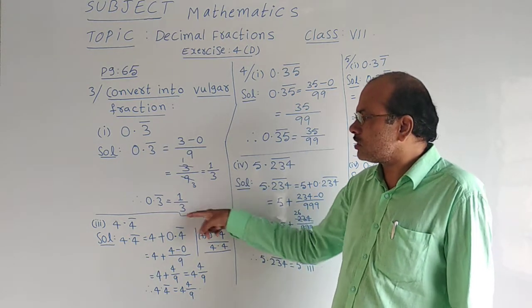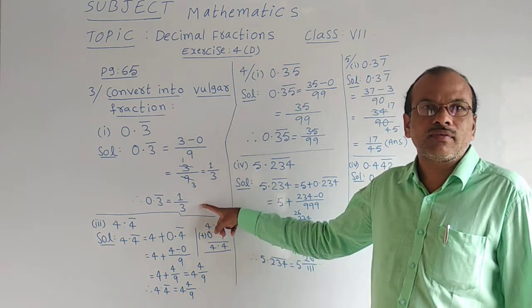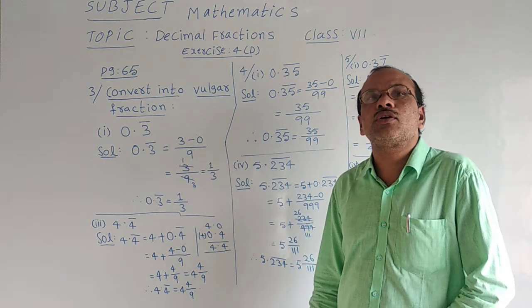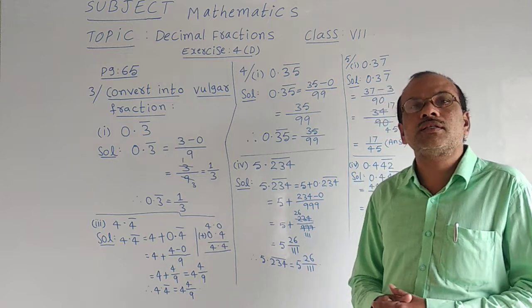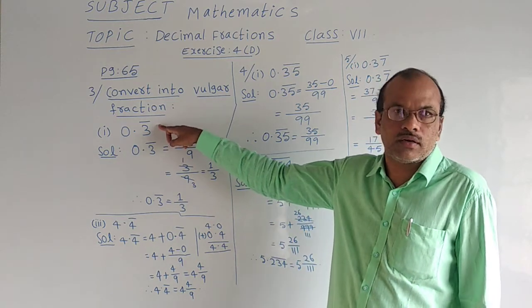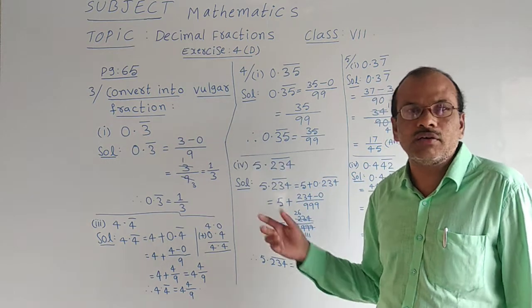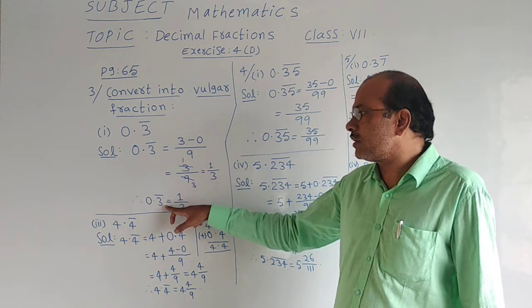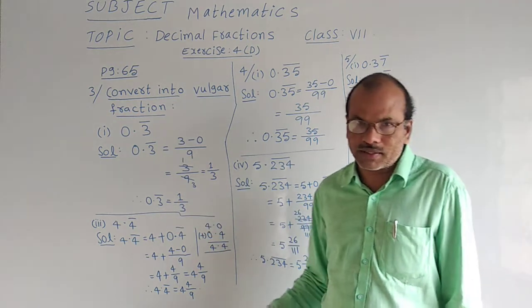This 1 by 3 is a vulgar fraction or an ordinary fraction for the given question, that is 0.3 bar, that is a decimal fraction for us. Of course it is a repeating decimal because bar is there. Already we learned repeating or a recurring. Is it clear? Finally 0.3 bar is equal to 1 by 3.